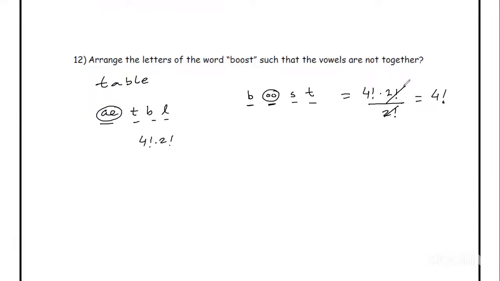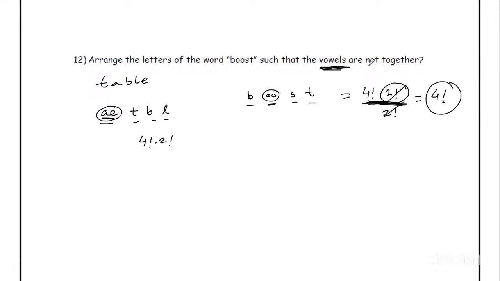So if you multiply by 2 factorial because of the O's being interchanged, then you also have to divide the entire arrangement by 2 factorial because of the repetition of O and O. So you end up getting 4 factorial ways to arrange the letters of the word boost such that the vowels are together. Understood?